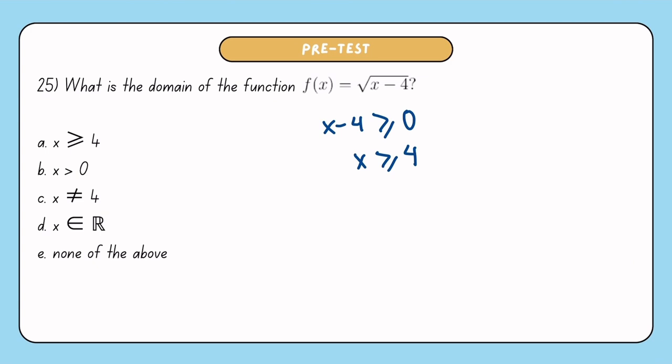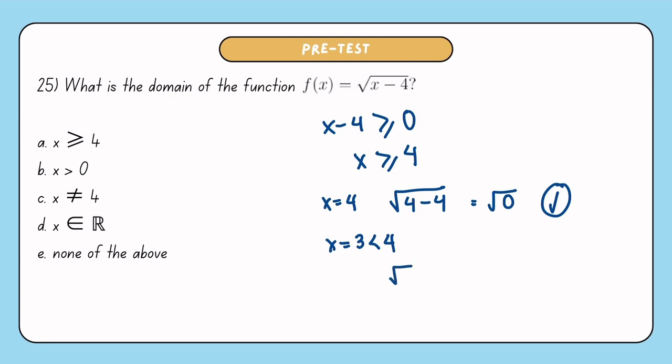And this is true because if we take x to be 4 and plug it in sa function, we have square root of 4 minus 4 equals square root of 0, which is okay. However, if we take x to be 3, which is less than 4, we have square root of 3 minus 4 equals square root of negative 1. And dahil negative 1 is less than 0, hindi yan pwede. Kaya, the answer for this item is letter A.